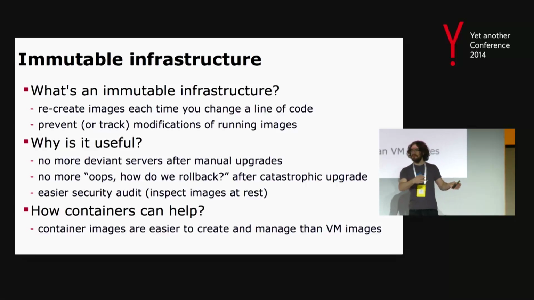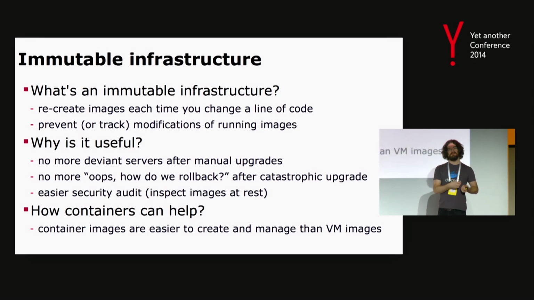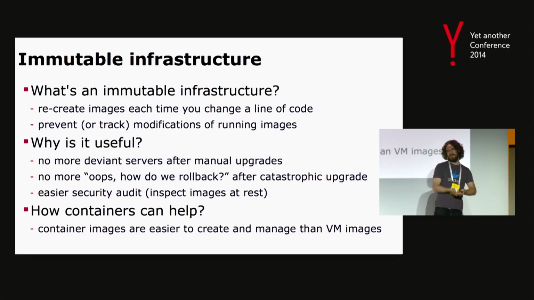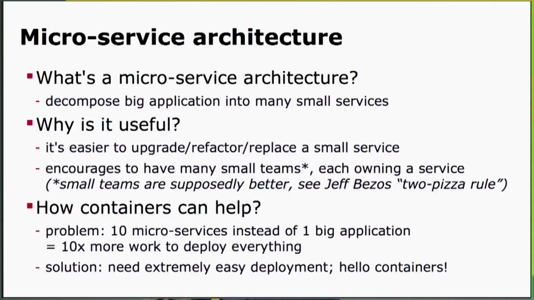The problem is that immutable infrastructure sounds like overkill, like creating 100 new VMs each time you change 10 lines of code. It really sounds very expensive. But with containers, it becomes cheap and fast. So containers allow you to implement a good idea, which otherwise would be too slow or too expensive. It also helps you to implement microservice architectures.